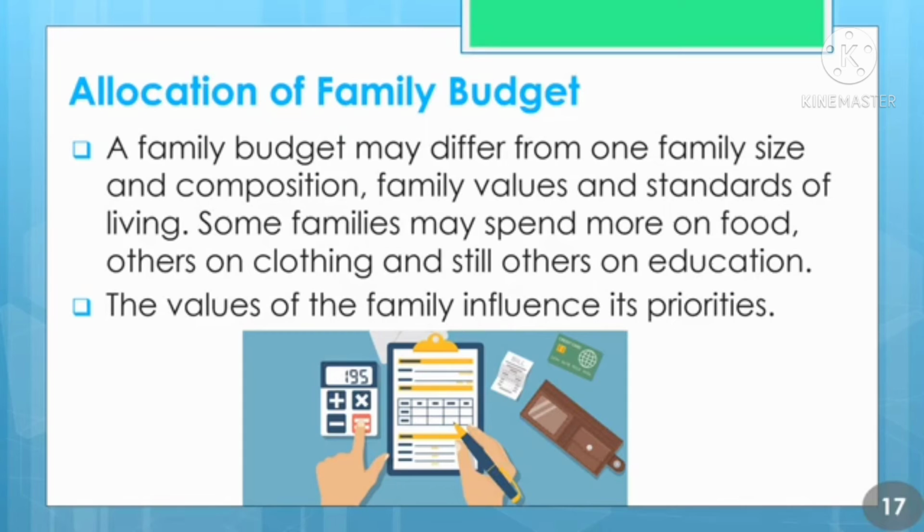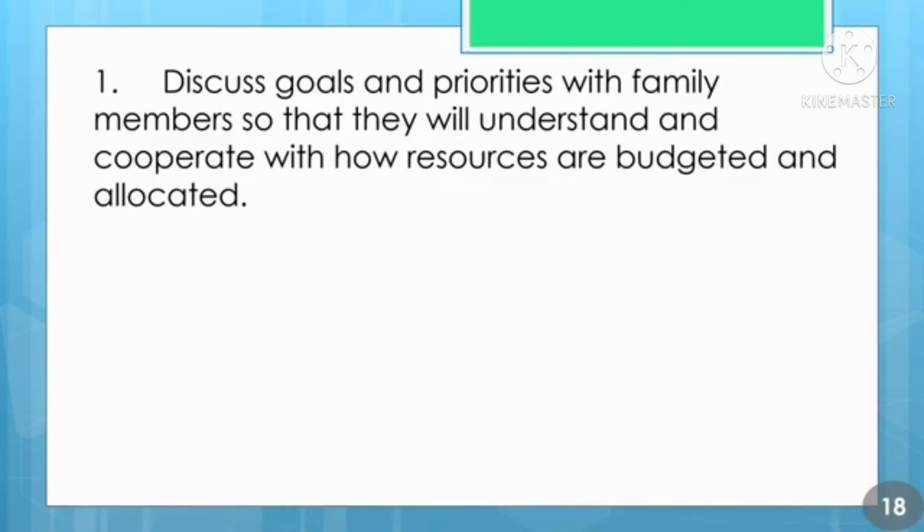So, to effectively budget family resources, it is important to set the family's goals and priorities and budget available resources based on these. For example, if education is a priority, a bigger chunk of the budget should be allocated to this. However, it is important to revisit goals and priorities every so often as these change. Discuss goals and priorities with family members so that they will understand and cooperate with how resources are budgeted and allocated.